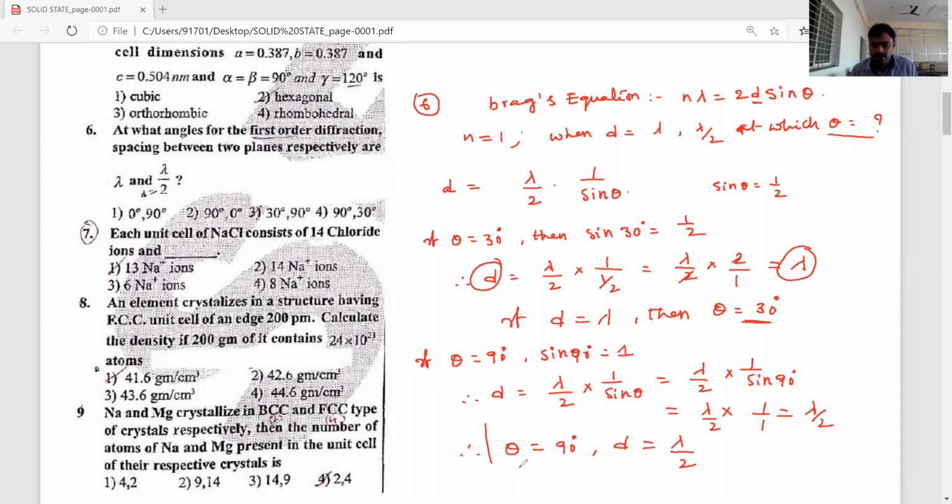Okay, so for the sixth question, if d is equal to lambda, the angle is equal to 30 degrees. If d is equal to lambda by 2, the angle is 90 degrees. Theta is equal to 90 degrees. The correct answer is the third option. Okay, clear?